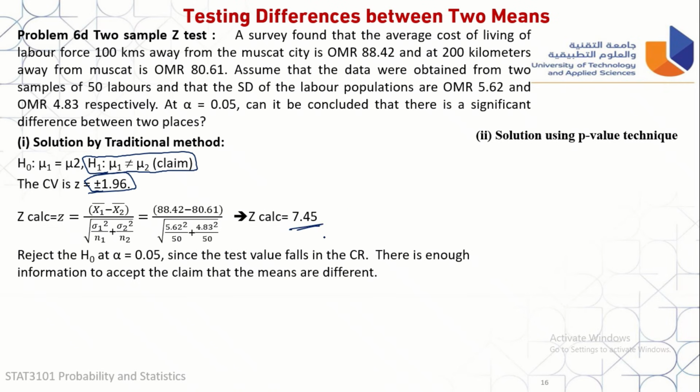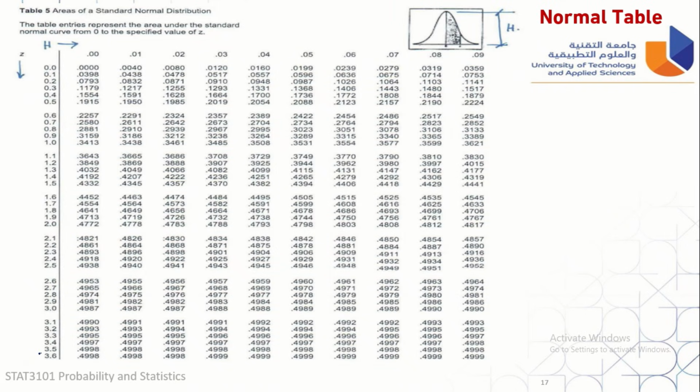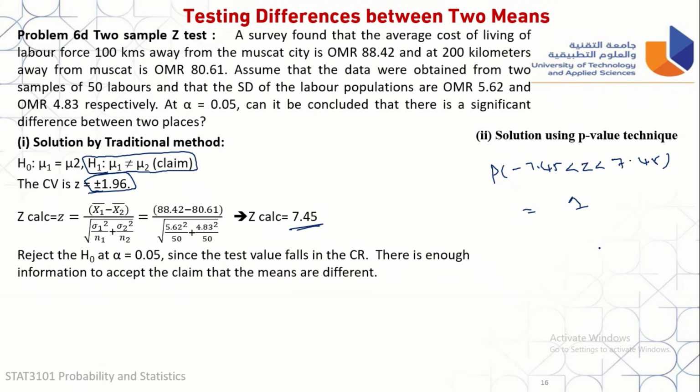Z calculated is 7.45. So how will it be? Probability of minus 7.45 less than Z less than 7.45. So what is this answer actually? This answer is entirely 1, right? Why? Because at 3.49 itself you will be getting 0.4998, which is almost equal to 0.5. So 0.5 plus 0.5 will come to 1, but I want the p value, which will be 1 minus that, so it is not 0, but it is almost equal to 0.